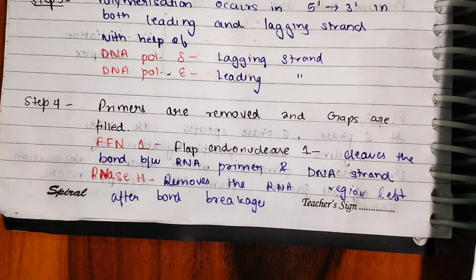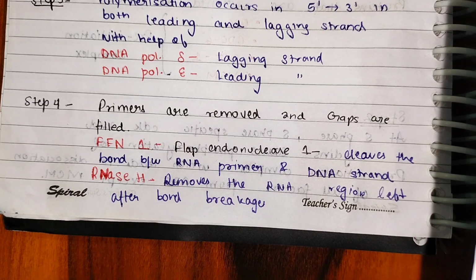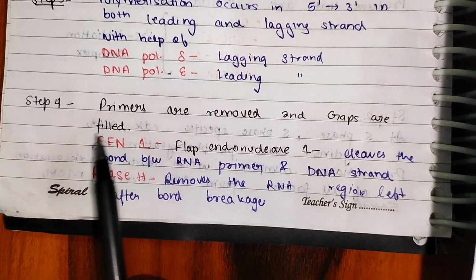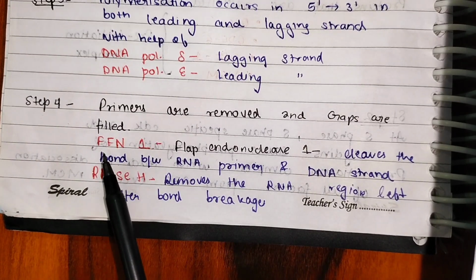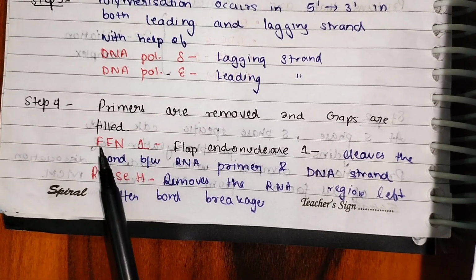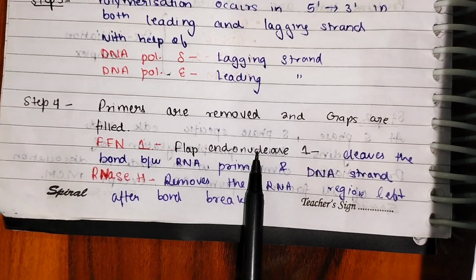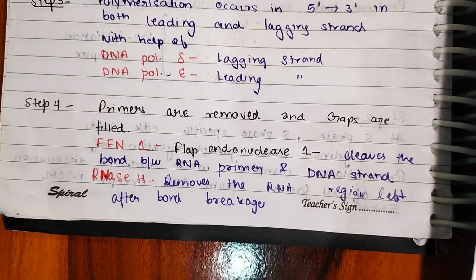So, step 4. In step 4, the primers are removed. Why? Because the primers are made up of RNA and they have to be removed from the DNA. And the gaps which are formed after the primers are removed are filled. There are two proteins involved here, FEN1 and RNase H. FEN1 is flap endonuclease 1 and RNase H basically digests the RNA.